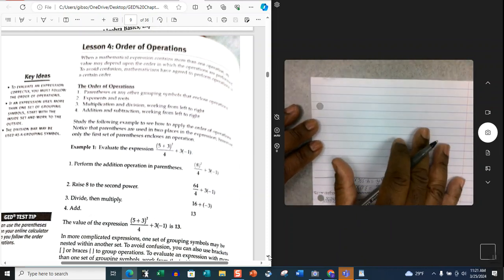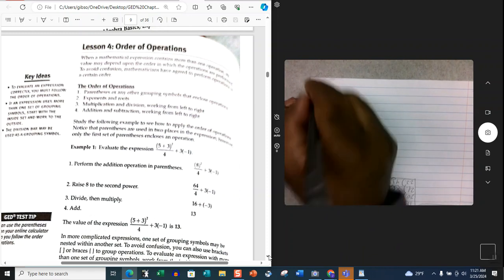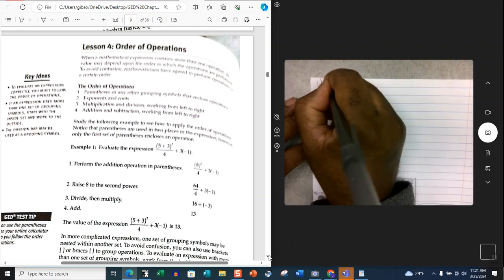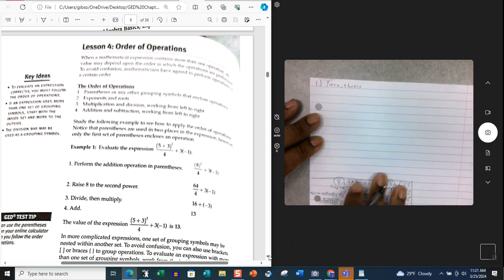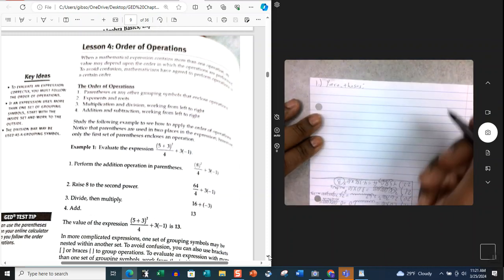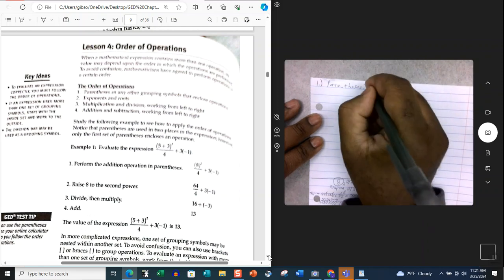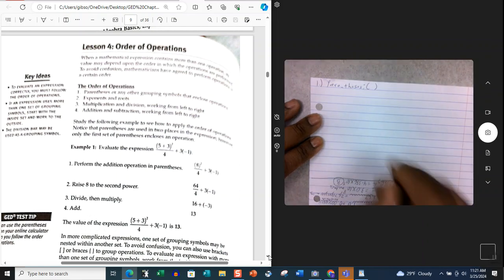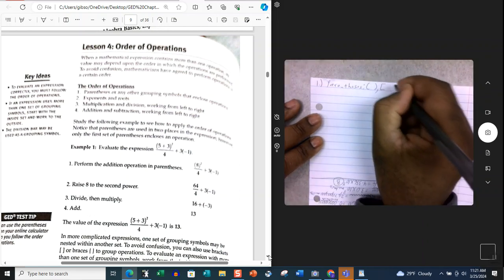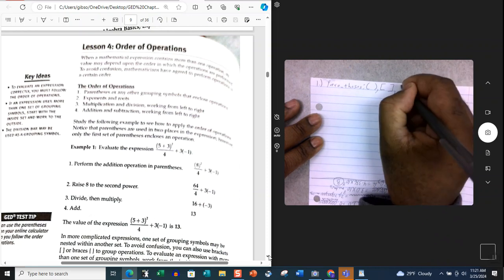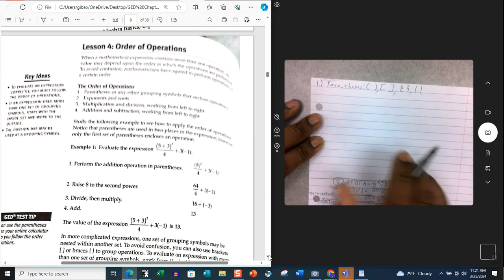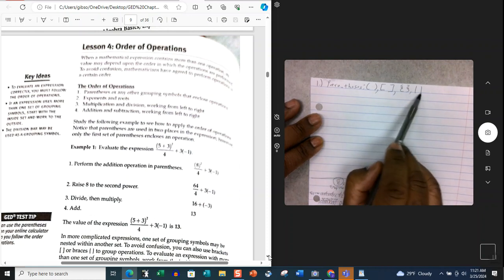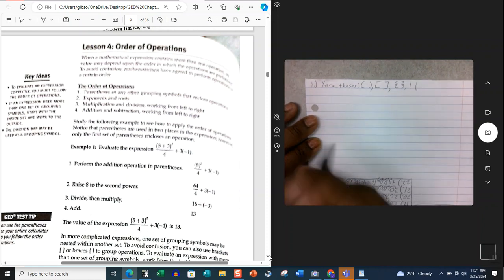Now, the order of operations goes in this order. Number 1 is parentheses. Parentheses are denoted by these symbols. You have your regular parentheses, your brackets, your braces, and you also have absolute value. Now that's not a 1, that's a symbol for absolute value.